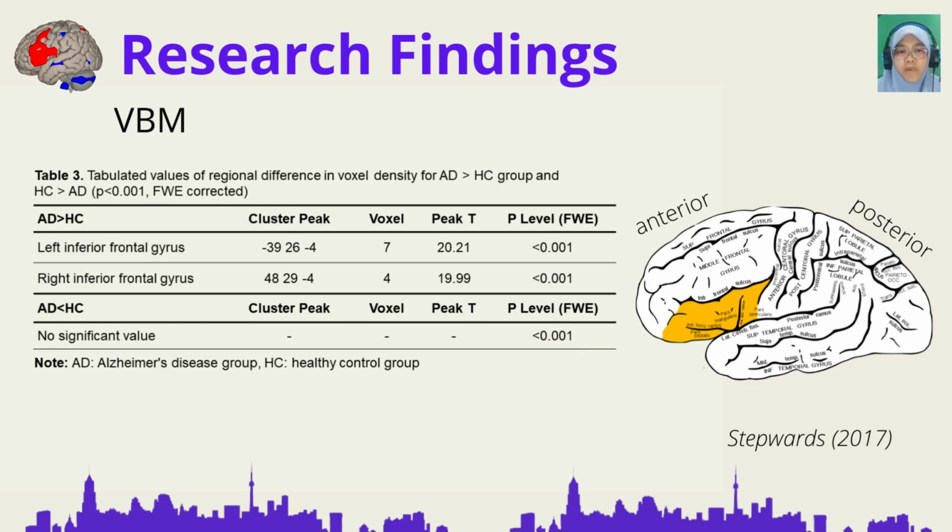In the AD more than HC, we find that both the left and right inferior frontal gyrus have a significant difference compared with other brain areas. In the healthy more than AD, we don't see any area activated. As you can see in the brain mapping, the yellow area is the inferior frontal gyrus.